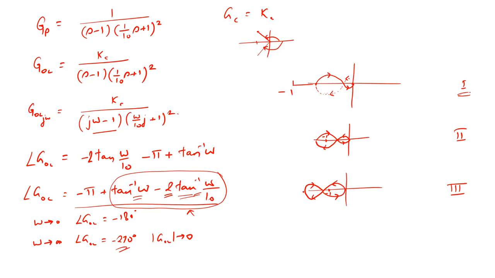Okay, so what was the Nyquist theorem in full form? Number of clockwise encirclements is equal to number of zeros minus number of poles in the right half plane of G open loop. Yeah, and G open loop is over here.